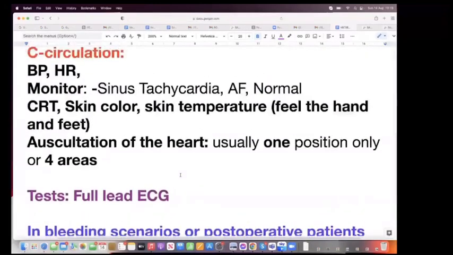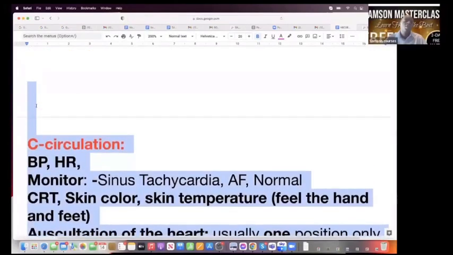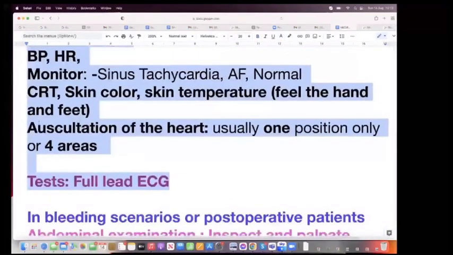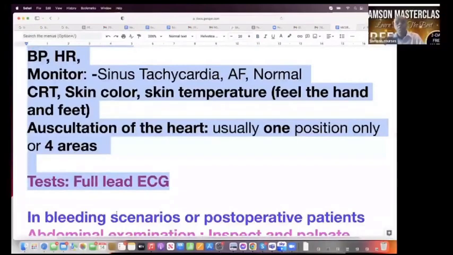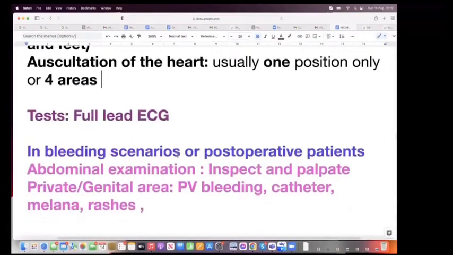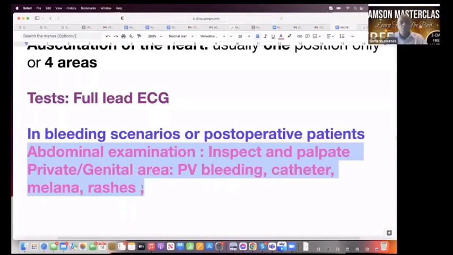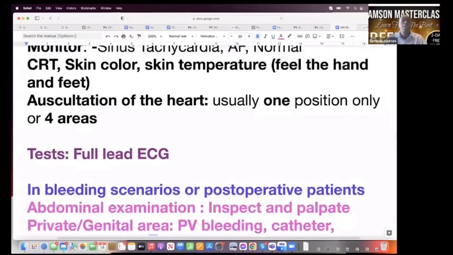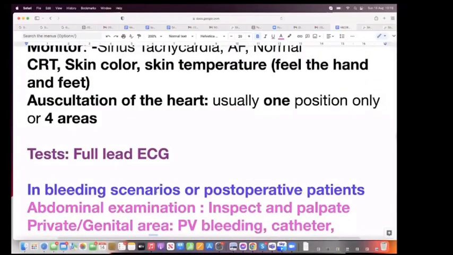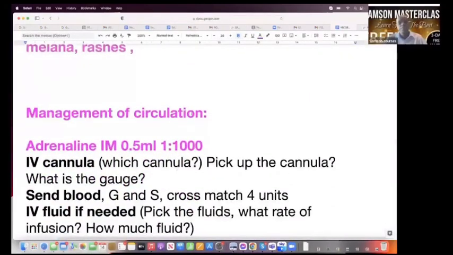Okay, so which means there are situations like asthma, we would assess our circulation here and leave it there without having to start the abdomen and the rest of the stuff. Okay, but in things like, for example, post-operative bleeds, internal bleed after an operation, then we would need to do an abdominal and a private area examination. So that will be our complete assessment. Then we have to manage. We manage the circulation.